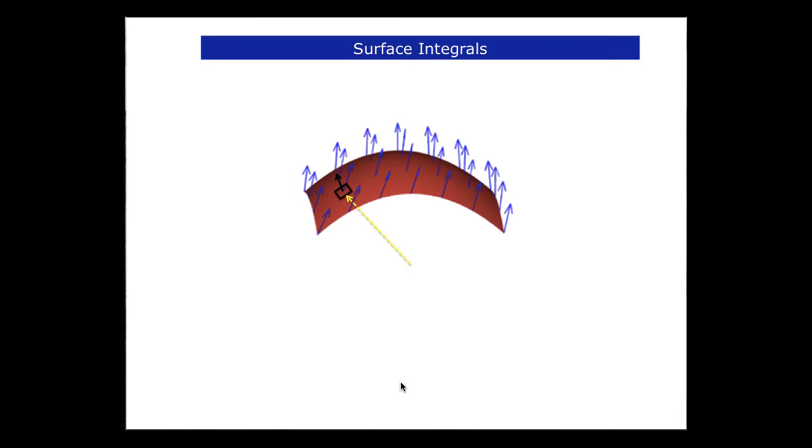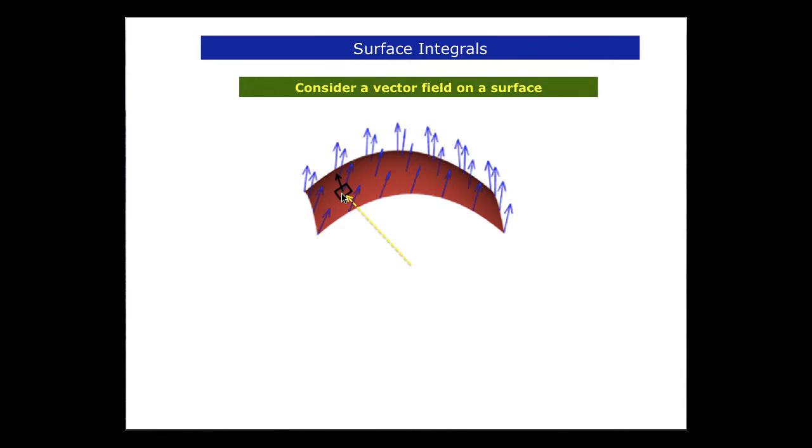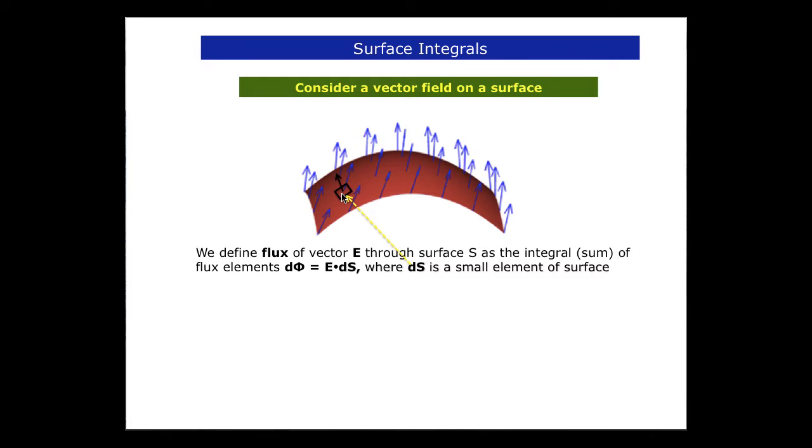Next, consider a vector field on a surface. We can define an infinitesimal element of surface dS as a vector whose length equals the area of that element and whose direction is normal to the surface. Next, we can define the infinitesimal element of flux as the dot product of that vector field E and the element of surface dS. The total flux of the field E over the surface S will be given by the sum of all those infinitesimal elements of flux dΦ. That is the surface integral.